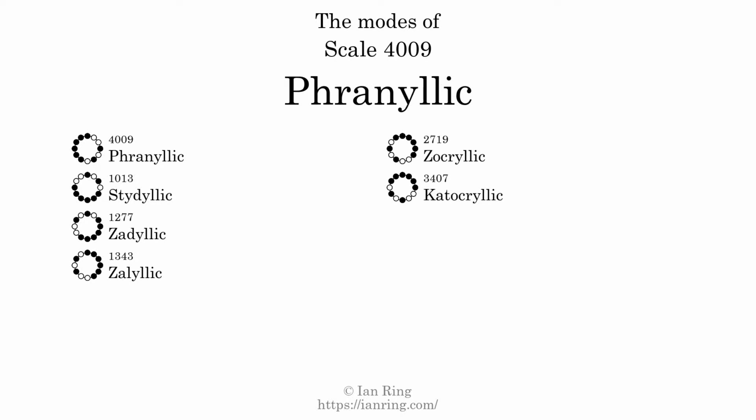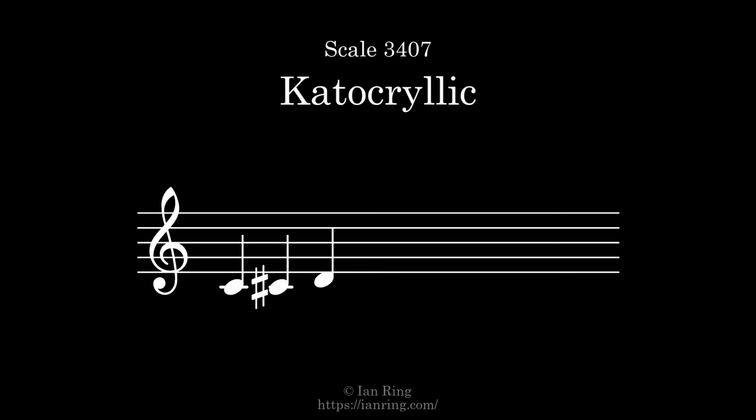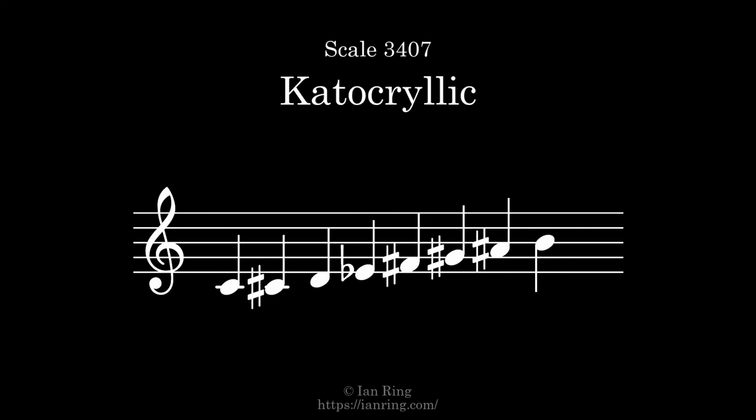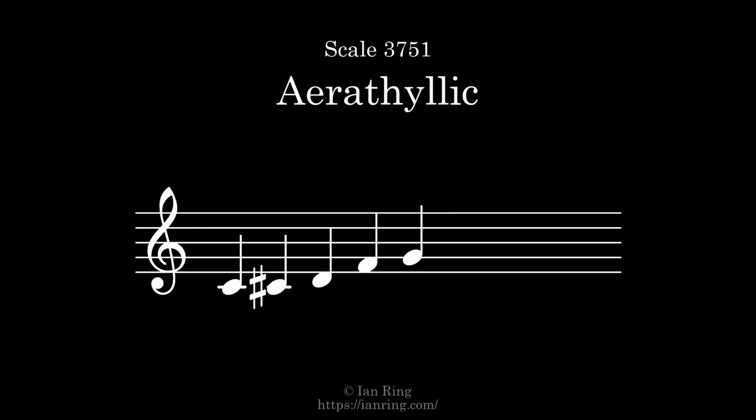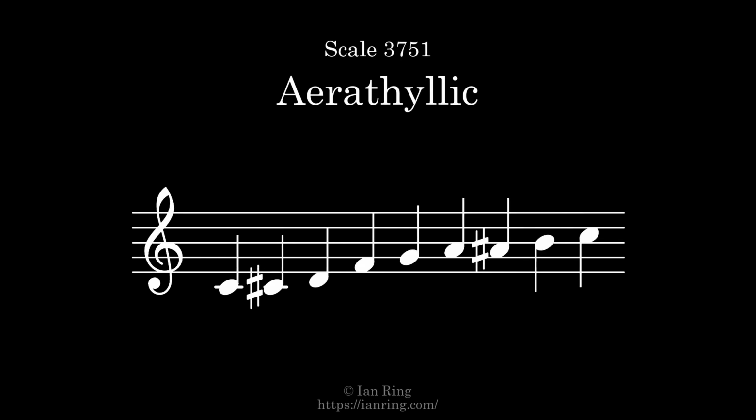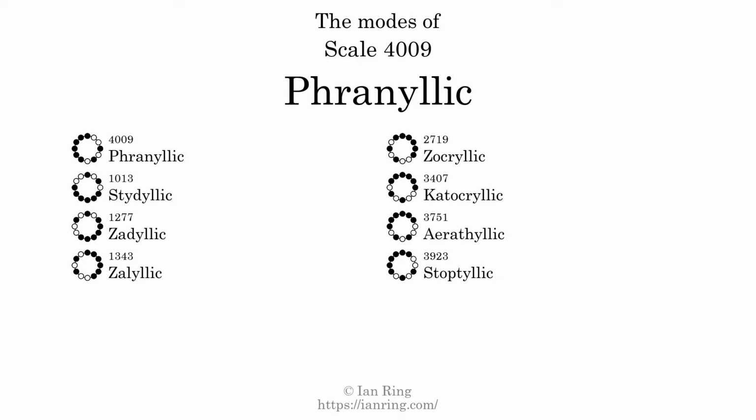The sixth mode is scale 3407, also known as catacrylic. It sounds like this. The seventh mode is scale 3751, also known as erythilic. It sounds like this. The eighth and last mode is scale 3923, also known as stoptilic. It sounds like this.